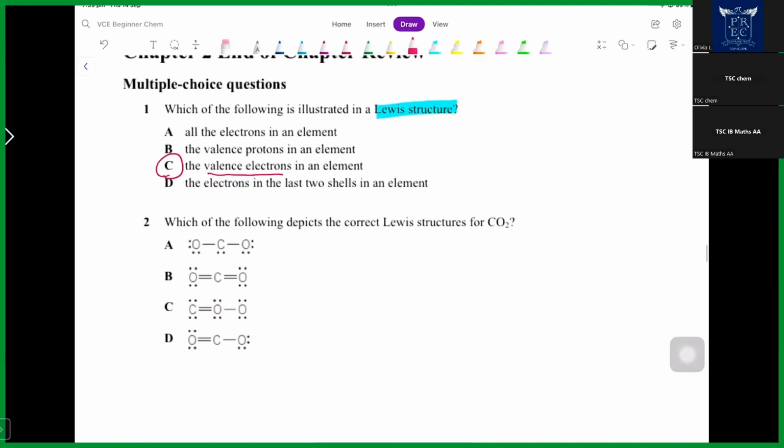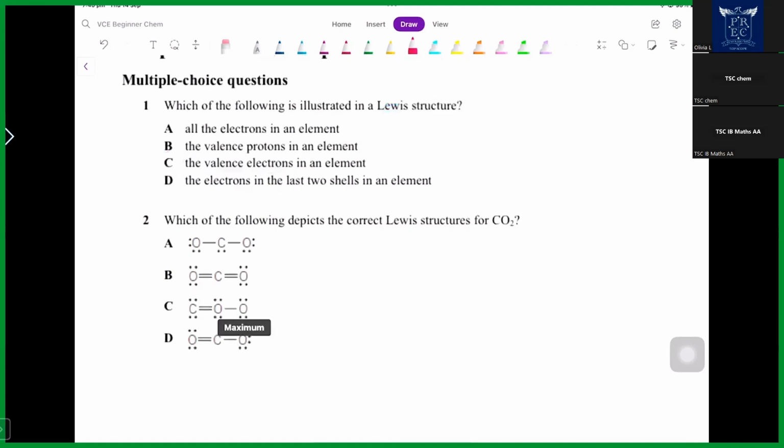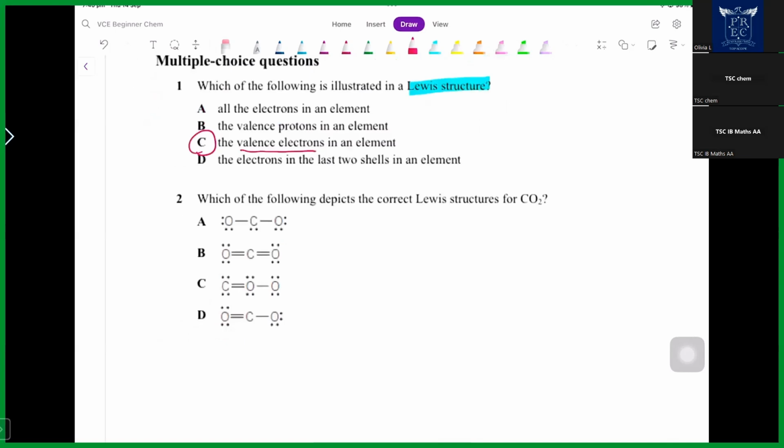Which of the following depict the correct Lewis structure for carbon dioxide? So you need to involve the valence electrons. Which one? B, yeah. So it must be B. First of all, carbon dioxide has a double bond in both. So the rest are impossible. So only this one, okay?